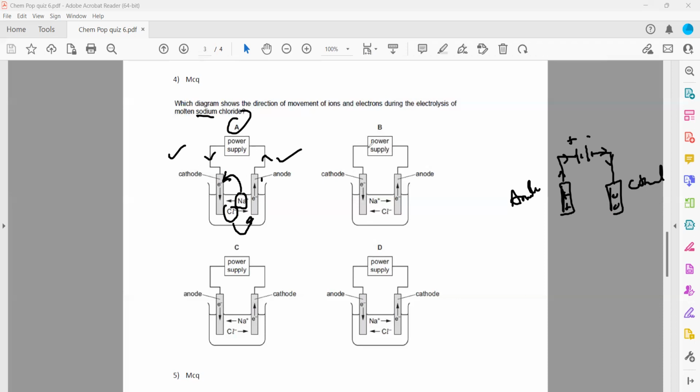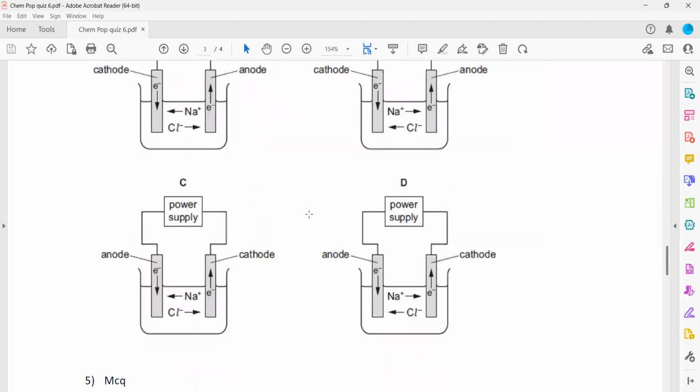Why is B incorrect? Because for B, the movement of ions is not correct. Sodium is positive, so it cannot move towards the positive anode. It should be attracted towards the cathode. So the movement of electrons is from the negative terminal of the battery towards the cathode and from the anode towards the positive terminal. And the positive ions are attracted towards the cathode and the negative ions towards the anode.